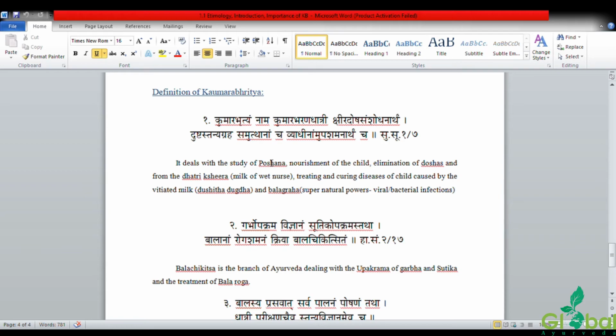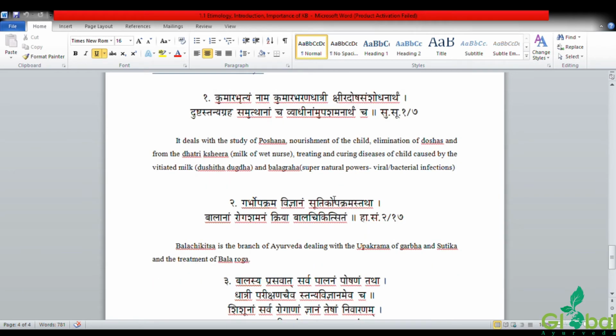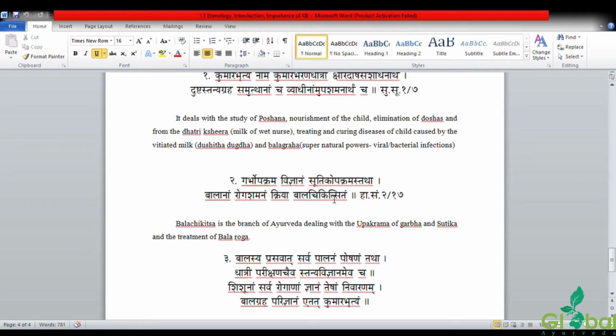Now we will see the second definition, given by Harita Samhita. Garbhopakrama Vignanam Sutika Upakramas Balanam Rogashamanam Kriya Balachikitsatam. So Balachikitsa is a branch of Ayurveda dealing with the Upakrama of Garbha, Sutika, and the treatment of Balaroga.